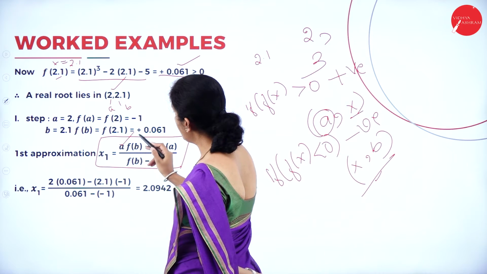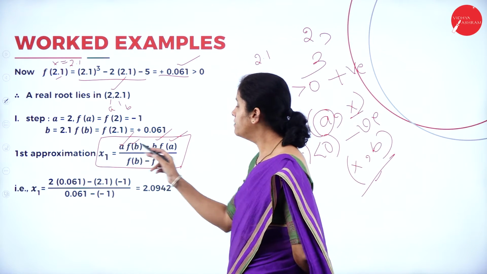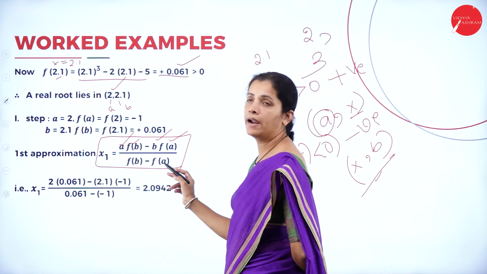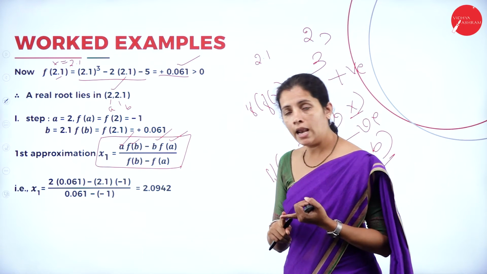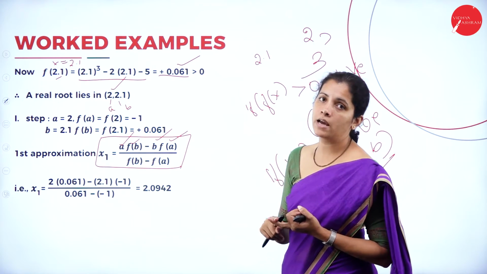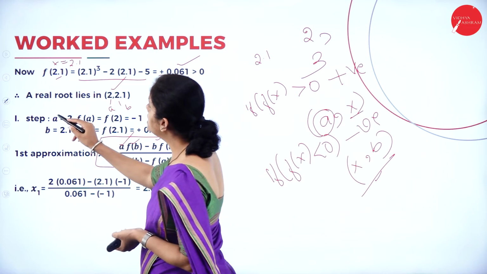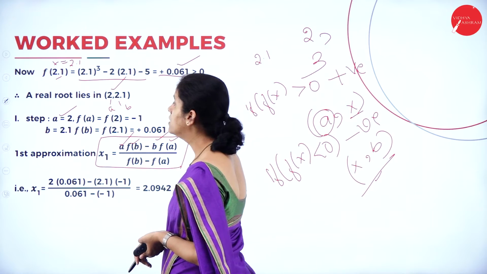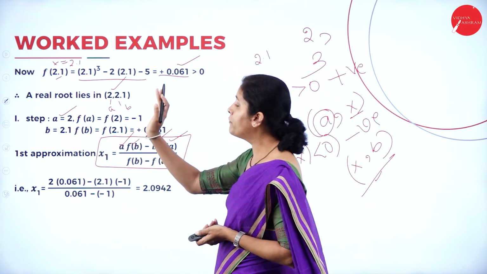I have A, I have f of B, and f of A divided by f of B and f of A. So I must have the A value, along with that I must have the B value, along with that I must have the f of A value. So what is A here? A is 2. And what is f of A?